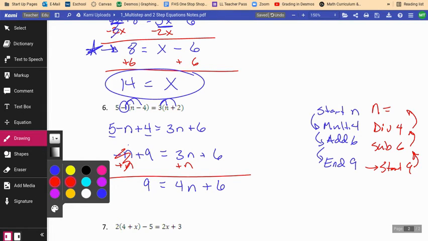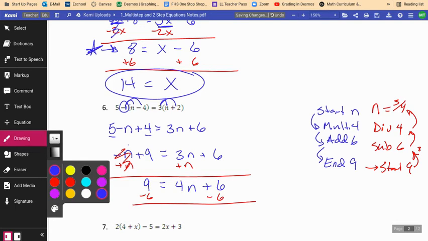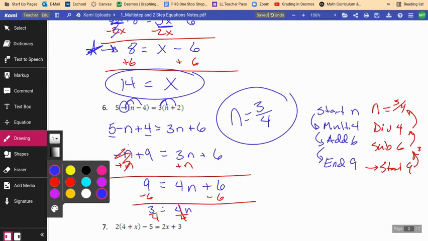So what does that give me? 9 minus 6 is 3. 3 divided by 4 is 3/4. So let's see, minus 6 to both sides, 3 is equal to 4n divided by 4. So yes, n is equal to 3/4. It's okay to get a fraction sometimes.